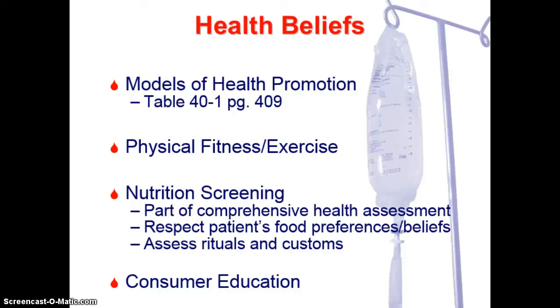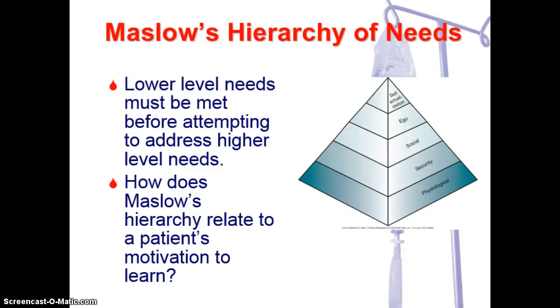With consumer education, it's going to be focused to each patient, definitely very individualized and not a one-size-fits-all learning and teaching atmosphere. We talk a lot about Maslow's hierarchy of needs, and in order to progress on to the next level, the patient has to have met that bottom or that lower level first. So when you're thinking about that, with the psychological, the security, the social, the ego, self-actualization, how do those things relate to our patient's motivation to learn?